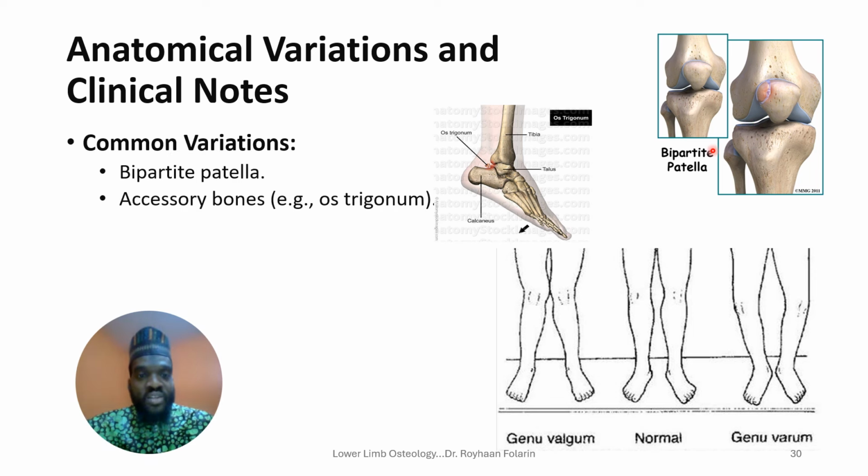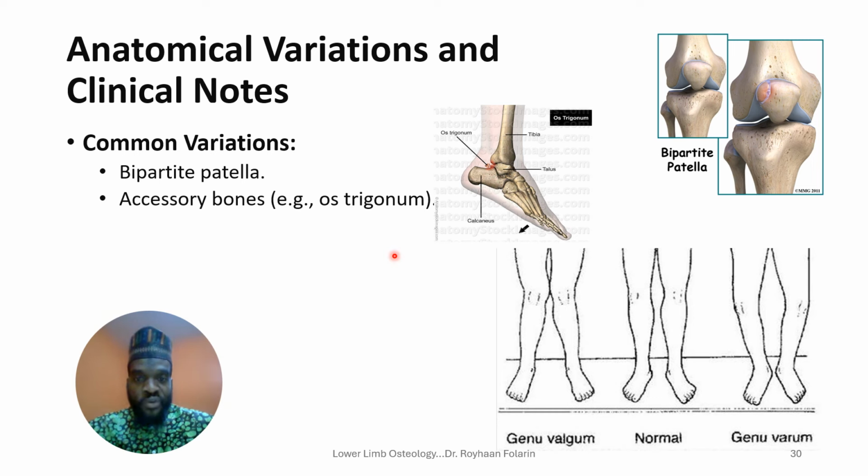Another condition is accessory bones, where you have extra bones like the os trigonum, which is found behind the ankle joint here. It arises from unfused ossification centers. These are often incidental findings, but they may contribute to pain or impingement in specific activities.